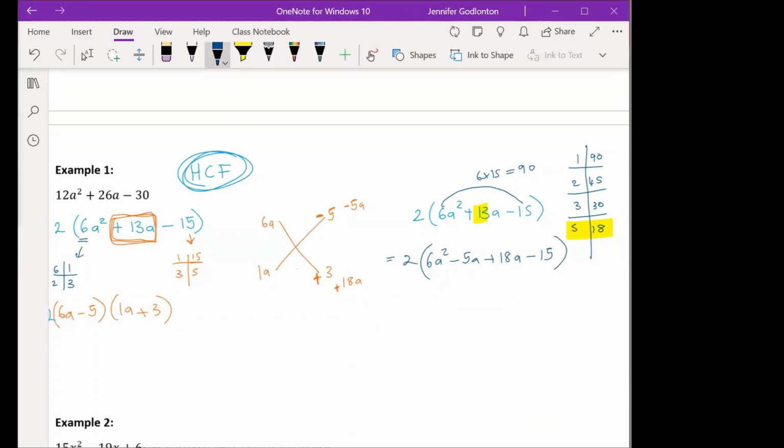Okay, we group our first two terms. We take out our a, and I'm left with 6a minus 5. And in our second terms, I can take out a 3. So I'm going to take out positive 3, and I'm left with 6a minus 5. Now I can take out my common brackets, and I'm left with 2 brackets 6a minus 5, a plus 3.